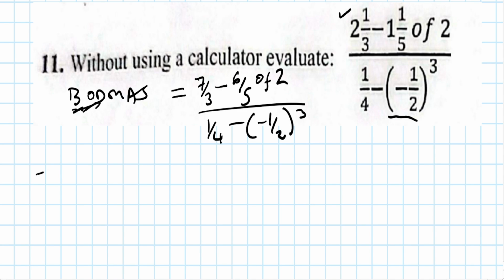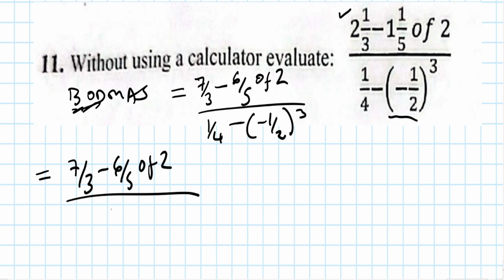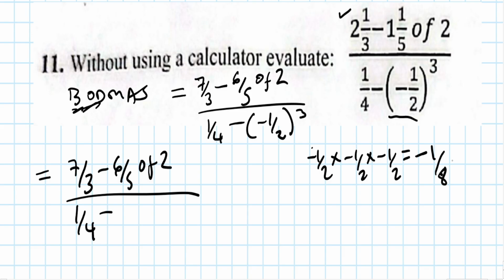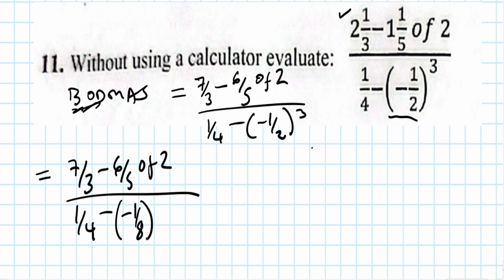Okay, now let's start with the bracket. The bracket is at the denominator, minus 6/5 of 2. So a quarter minus negative a half cubed is just saying negative a half times negative a half times negative a half, which will give you negative 1/8. So the answer to this is negative 1/8.